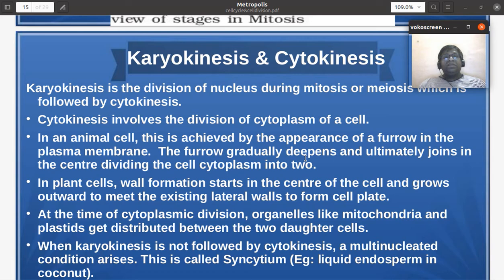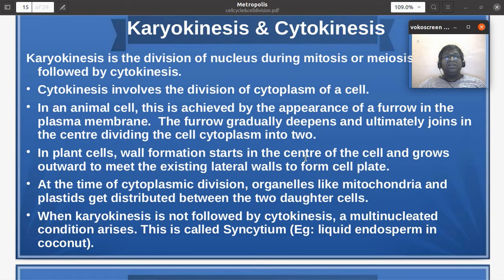In plant cells, wall formation starts in the center of the cell and grows outward. The wall formation starts from the center of the cell and grows outwards to meet the existing lateral walls, and they form a cell plate. So they grow outwards or towards the sides to meet the existing lateral walls and form a continuous cell plate which divides the cytoplasm. At the time of cytoplasmic division, the organelles like mitochondria and plastids get distributed between the two daughter cells.